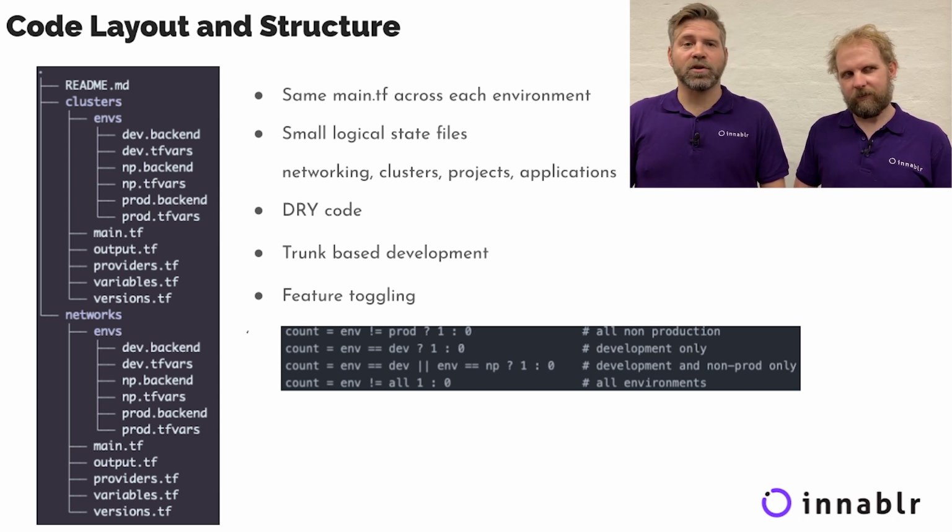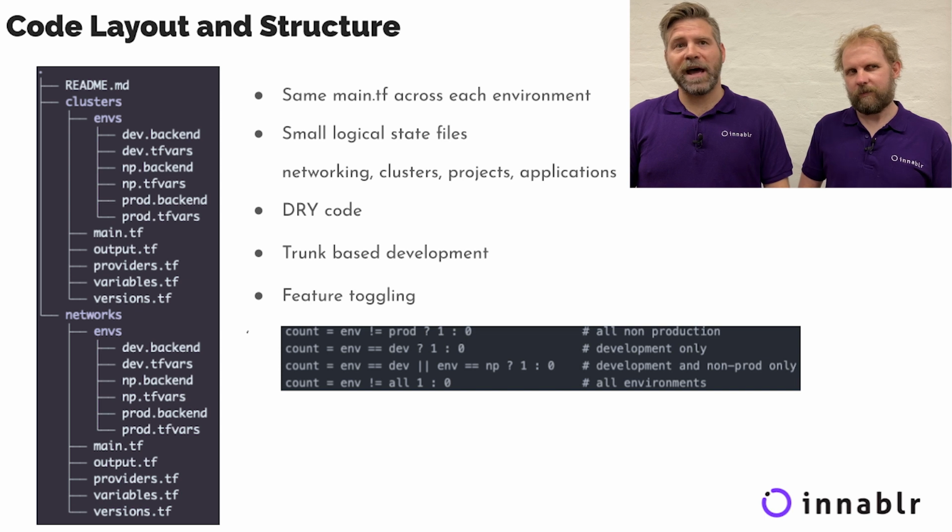Next, we want to make sure we group our state file into logical groups like networks, clusters, projects, applications, you name it, we can do it. So the code on the left, if you have a look, it groups a cluster and a network. We've added it in the one repo, but it can be in separate repos. And we want to make sure that we keep the state file small.